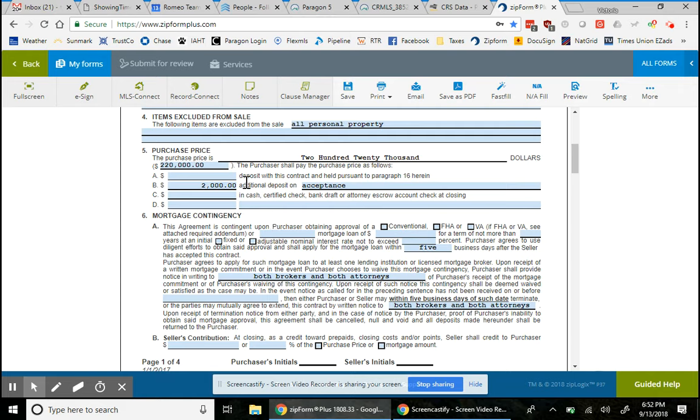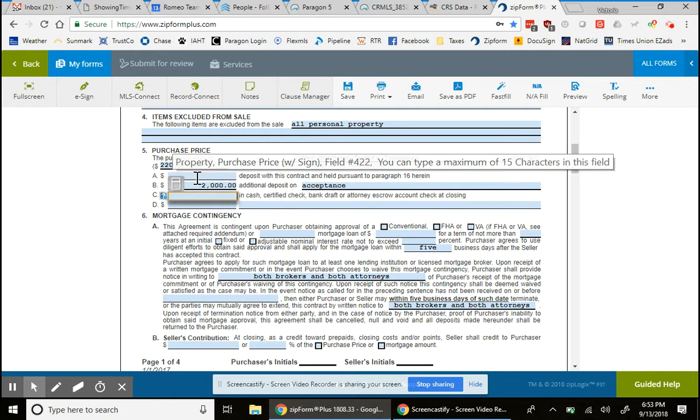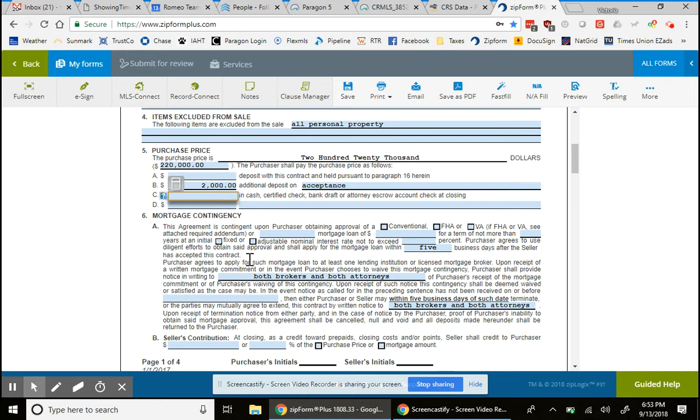Reason being, technically, if we wrote it here, deposit with this contract, you should be hand delivering a check the moment you present that offer. I don't want to hand deliver a check until somebody accepts our offer. I don't want to put it in the mail until somebody accepts our offer. So the way we get around that is we write additional deposit on acceptance. And that's why we use paragraph B, okay? Paragraph C is going to be the difference between the purchase price and the deposit. So it would be $218,000 in this case.